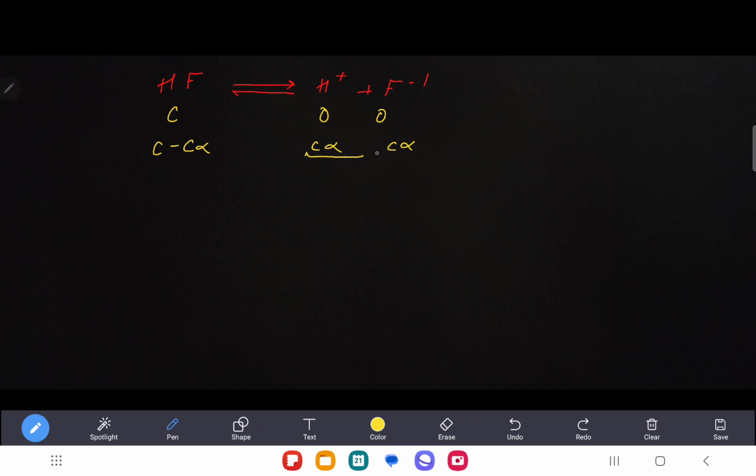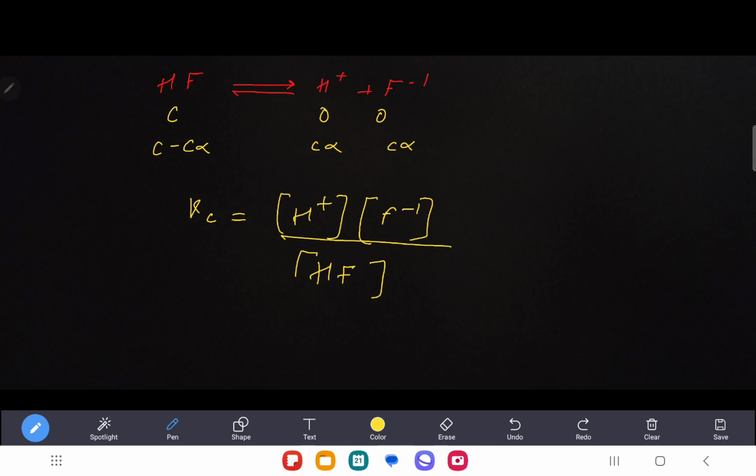And when C alpha is actually being formed, what exactly do you think would happen? I'm going to write down Kc as the H plus ion concentration times the F negative concentration over the HF concentration. That is going to be my Ka. So this is going to be C alpha into C alpha over C minus C alpha.